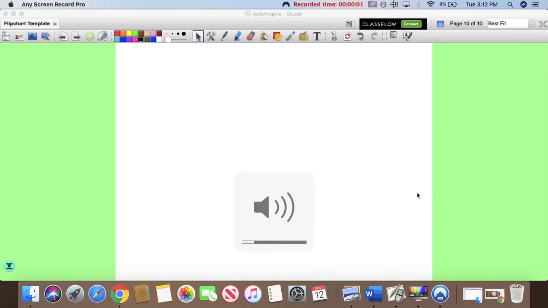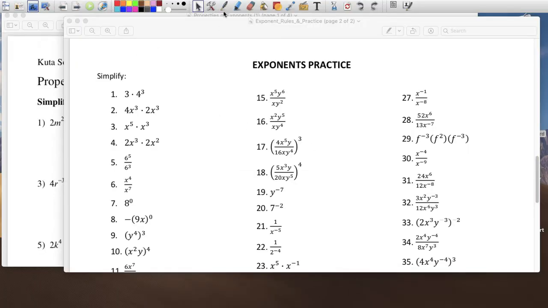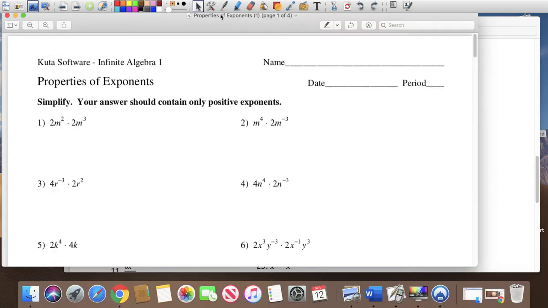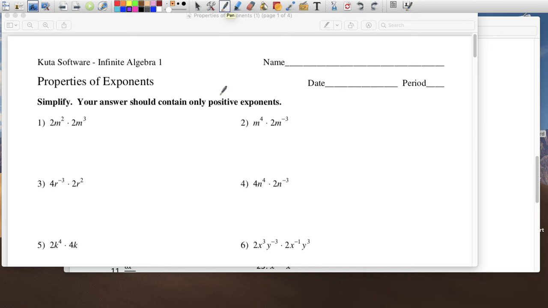So let's see if I can get this right. So we're doing this. I'll do both, but I'm probably going to separate them into videos. So let me do the first sheet, and let's see how I do this.